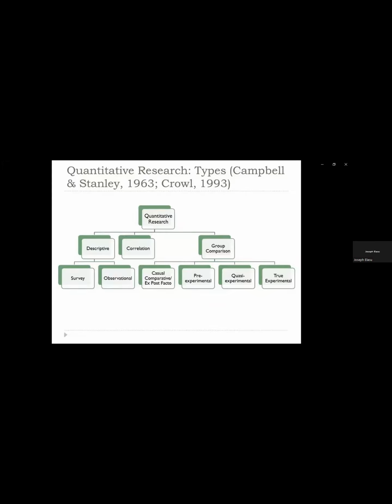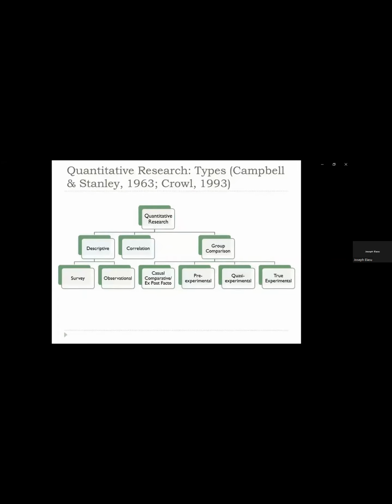He wants to know simply, is there a relationship, not if one's causing the other, but is there a relationship between the two? He may also ask, does the presence of an anxiety disorder predict achievement in a college freshman English class? The final category is group comparison, and this usually involves manipulation or treatment of some type.